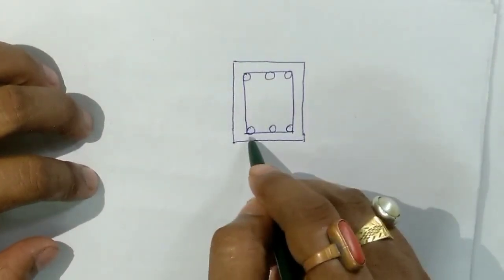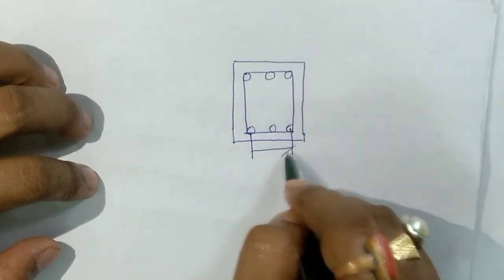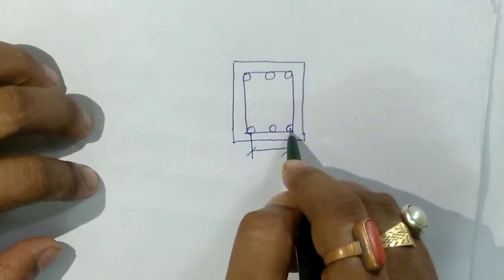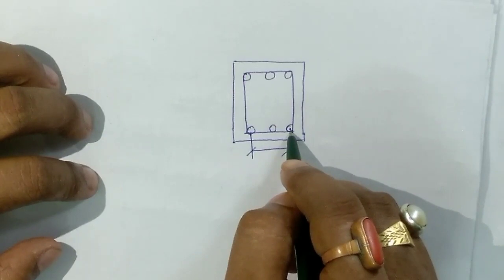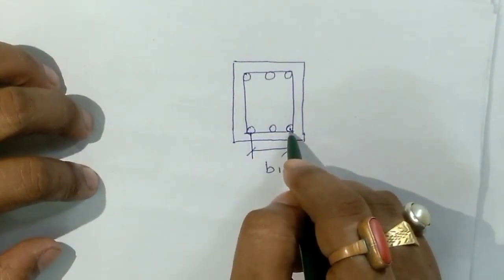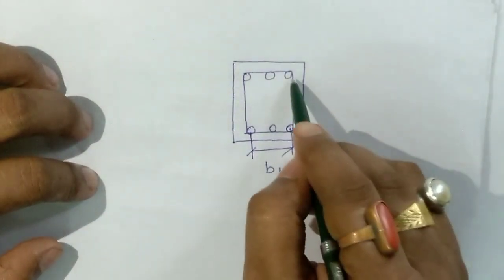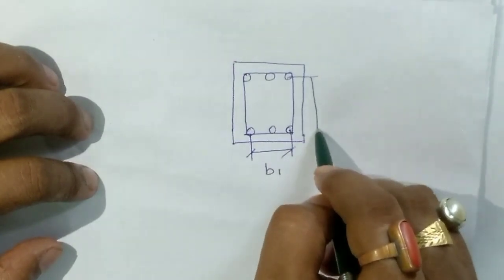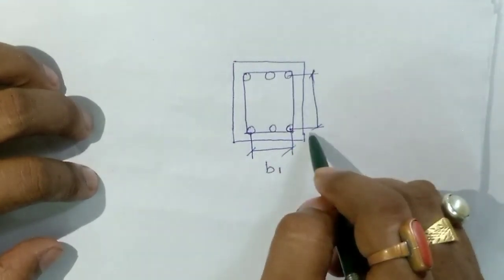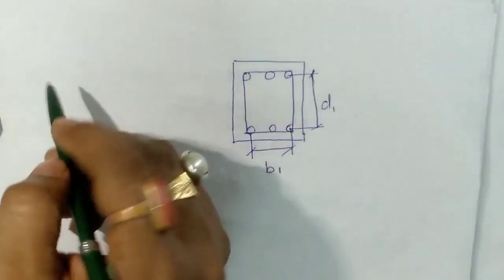So b1 is the center to center distance between the extreme reinforcement along the width of the beam. So this is b1, the center to center distance between the extreme reinforcement along width. Similarly, d1 is the center to center distance between the extreme reinforcements along the depth.